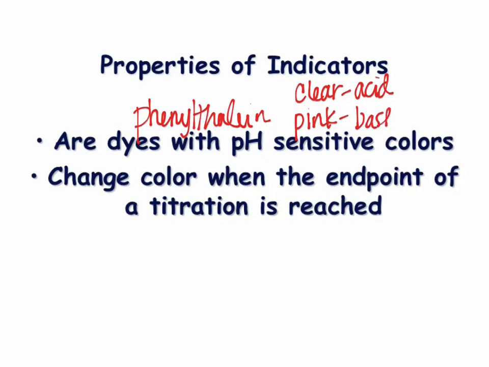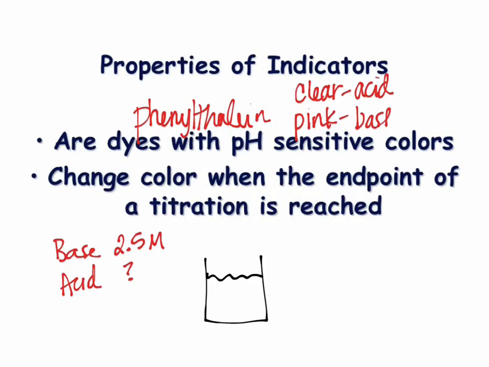Okay? So what happens is I can give you a base, and I can tell you that your base has a concentration of 2.5. And then I can give you an acid, and I can ask you to find its concentration. So we do this experiment that's called a titration. In my little beaker, I have my known amount of acid, and I'm going to put my acid in there. And while I have my acid, I also have an indicator in there.